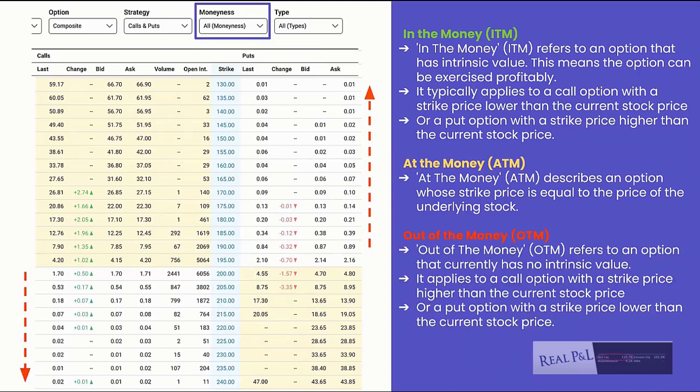So here's an example of the option chain, looking at the out of the money options, the one with the arrow there. It refers to an option that currently has no intrinsic value and applies to a call option with a strike price higher than the current stock price, or a put option with a strike price lower than the current stock price. And you can see that in the chain.